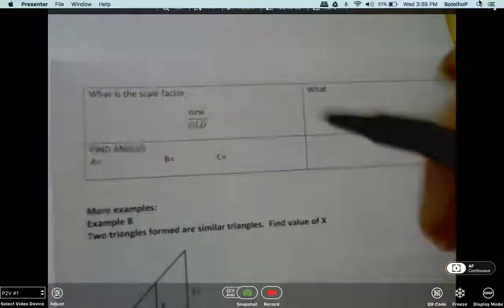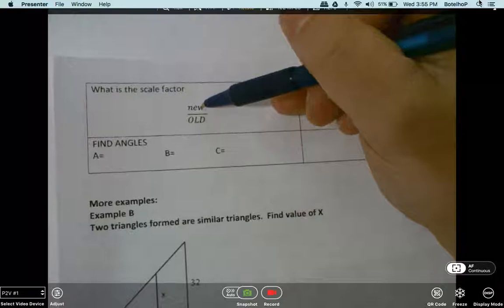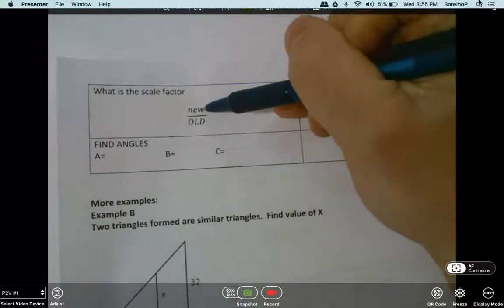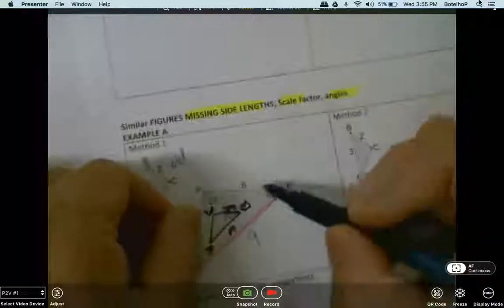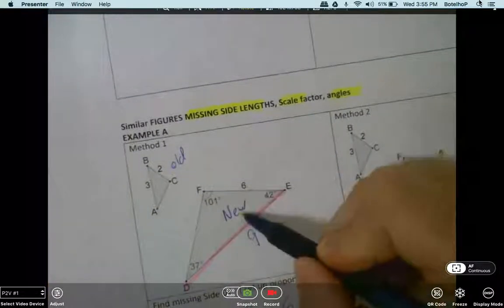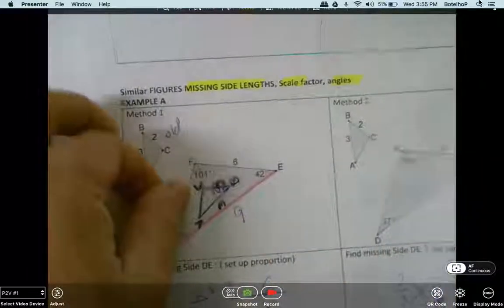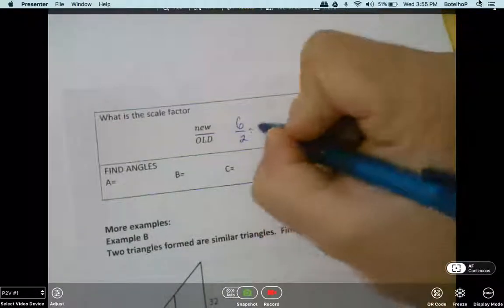The next part is for scale factor. Just like we learned in transformations way back in September, you have to do the new side length divided by the old side length. And it can be any side length you choose from your similar figures. So I'm going to use the new 6, which corresponds to the old 2. So 6 divided by 2, I'll write that down here, 6 divided by 2 equals 3.